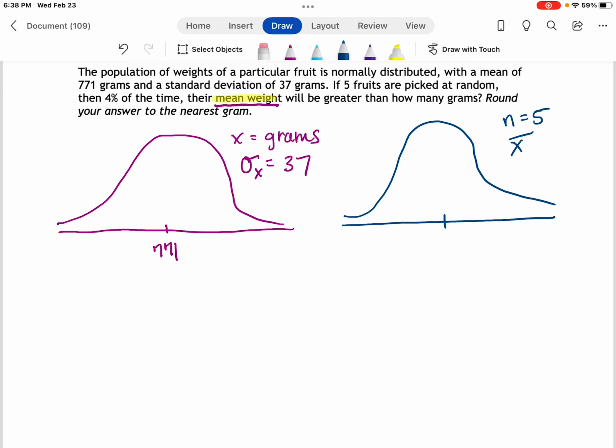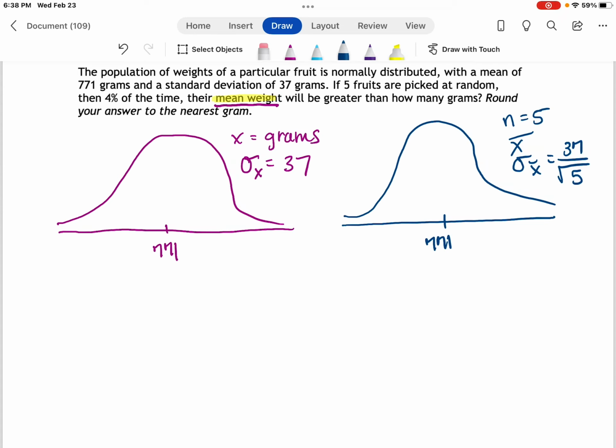So recall that the mean of the sampling distribution is going to be the same. So we have 771 here. But the standard deviation is going to be different. Remember, we take the standard deviation of the X distribution, which is 37, and we divide it by the square root of the sample size. In this case, our sample size is 5. So for this distribution here in blue, for the means of the samples, we have a different distribution.